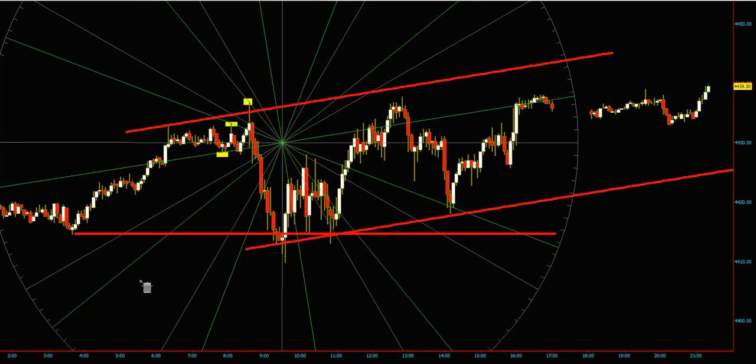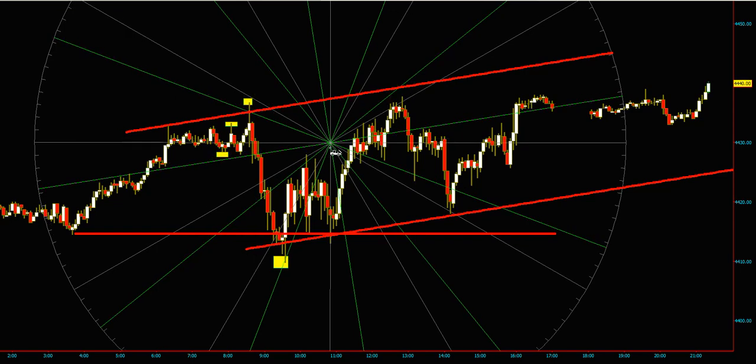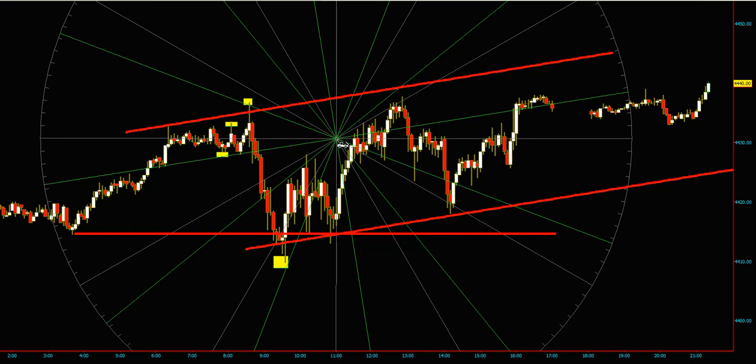All right, so we got that. So let's get that marked, that now you are a genius of forecasting the time and the price. What goes behind this tool is actually fascinating.